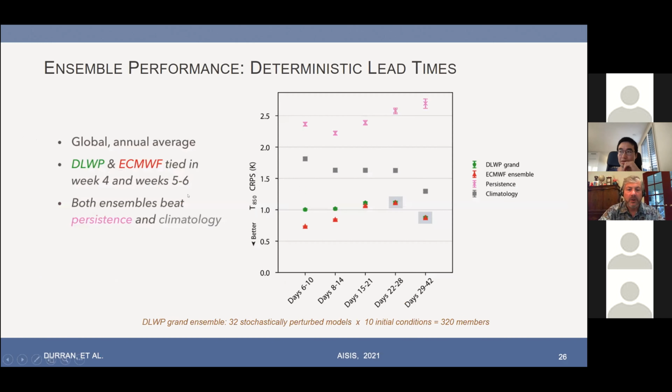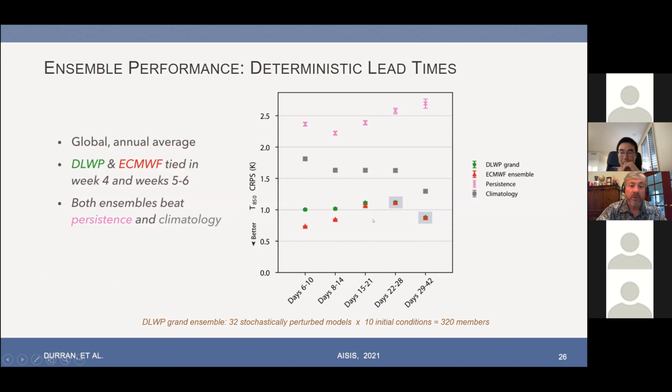This is yet another graph. And what's really important here is notice this goes out to days 15 to 21. That's 3 weeks, 4 weeks, 5 weeks, and further. And the green and the pink are ECMWF and us. And notice that we catch up with ECMWF when we get to 3, 4, and 5 weeks.